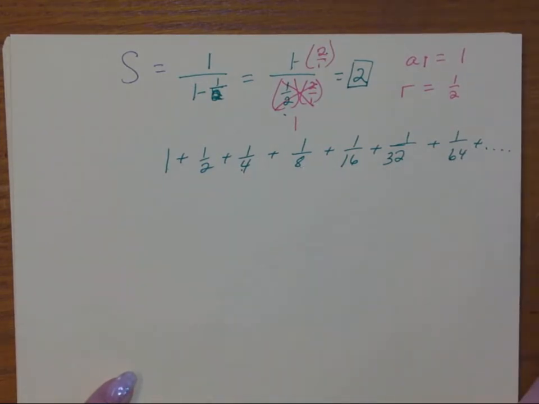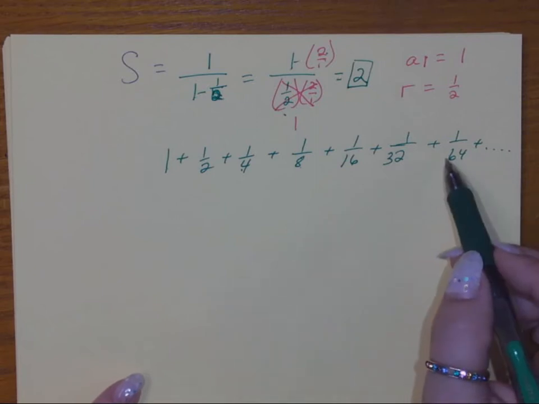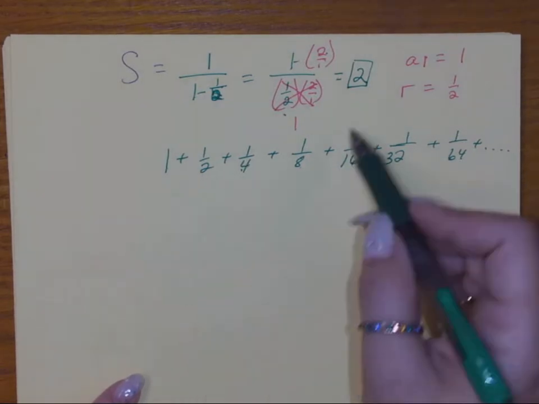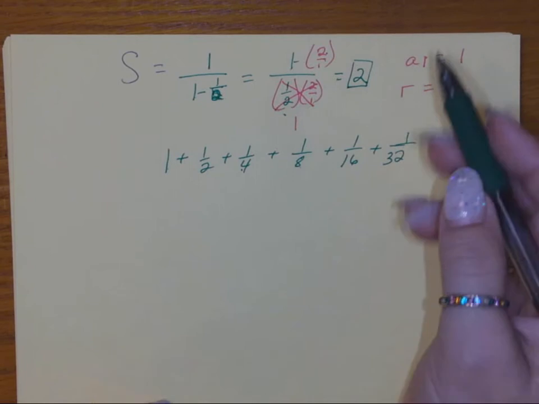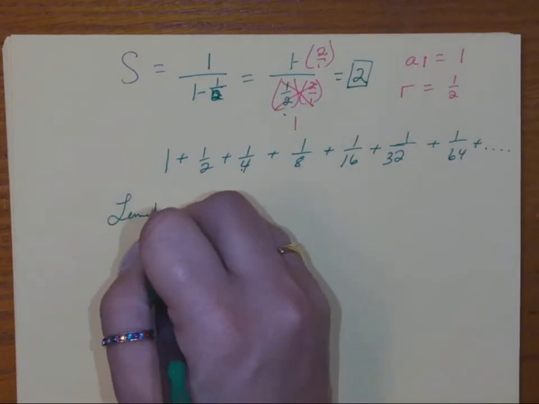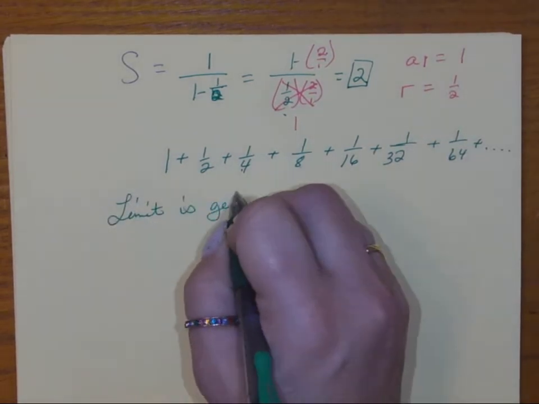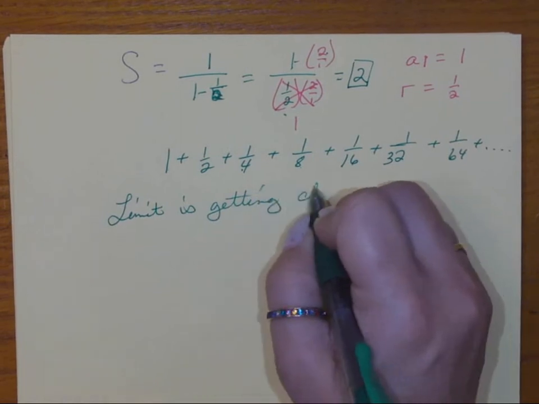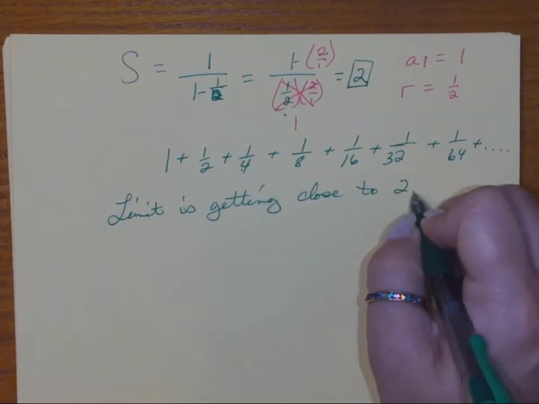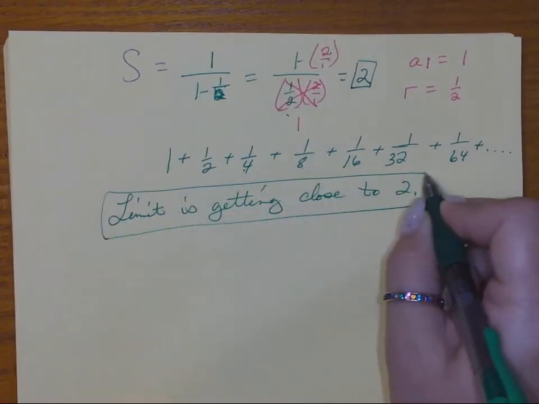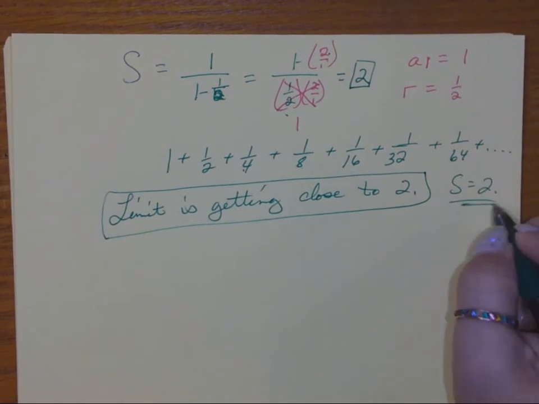And when I look at that, I go, oh my gosh. So what you're telling me is the total sum, the limit, is getting close to a 2. That's what we just said, right? The summation is a 2. S equals 2. That's what we just did.